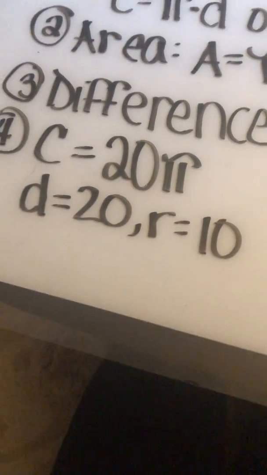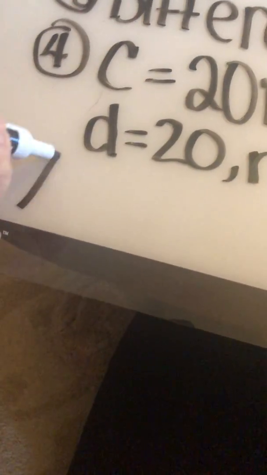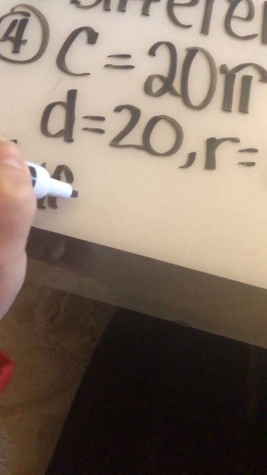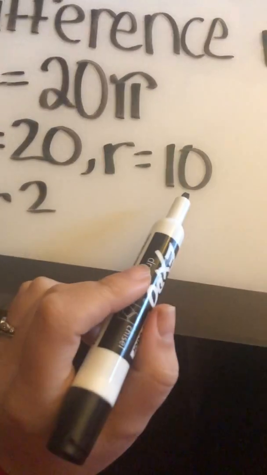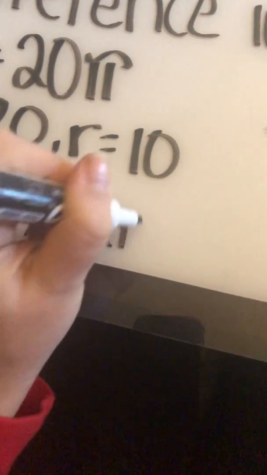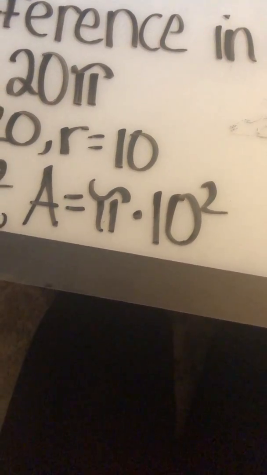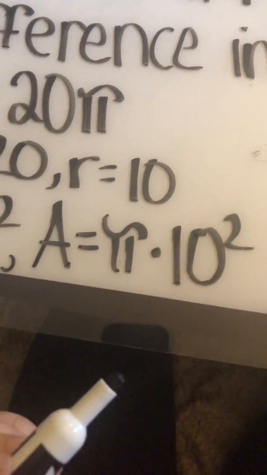Okay, in order to find an area, you need a radius. So the area formula again is area equals pi times radius squared. So you're going to plug in 10 where you see r. So this would now be area equals pi times 10 squared. And they ask you to find the area in terms of pi. So all you need to do is 10 squared, or 10 times 10, is 100. So our area in terms of pi would be area equals 100 pi.